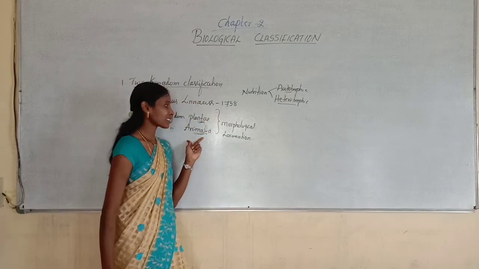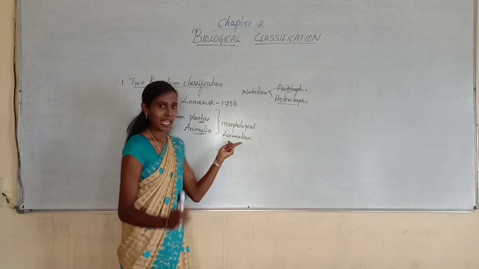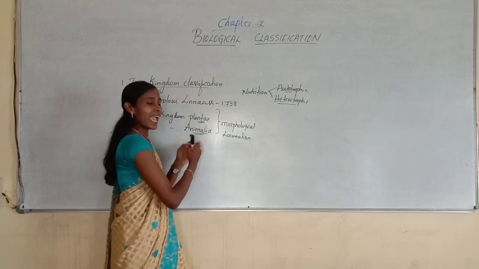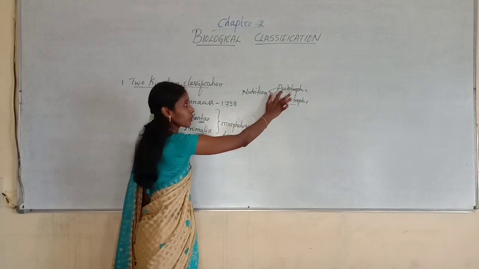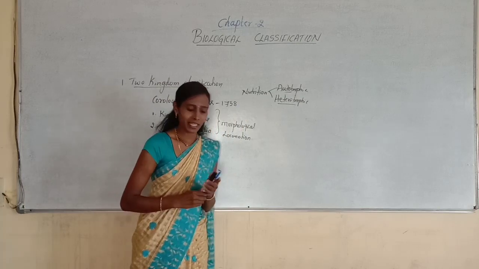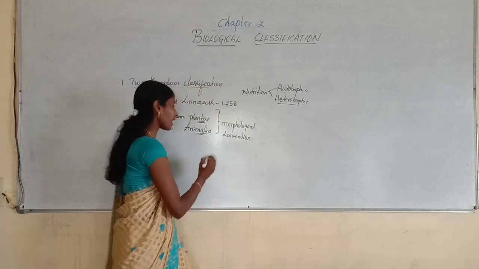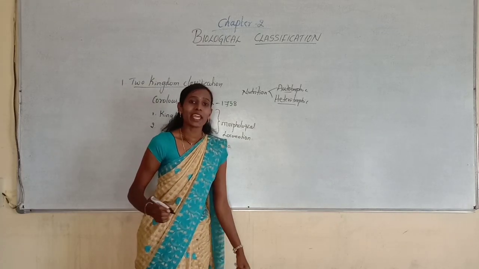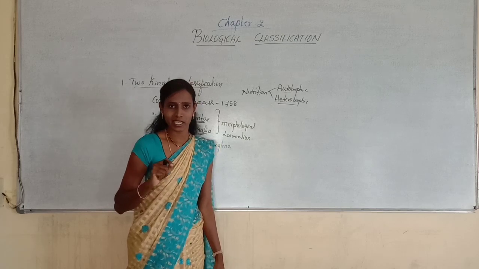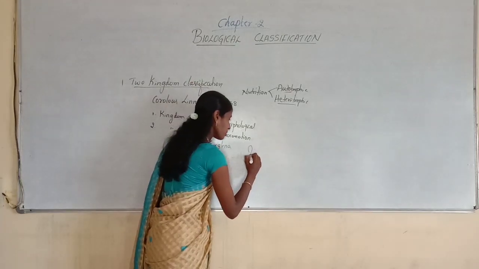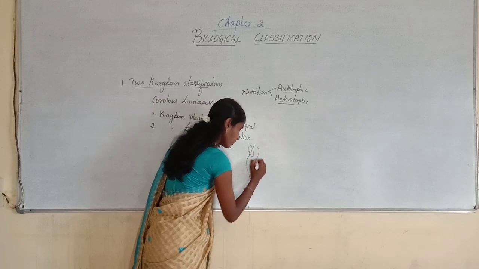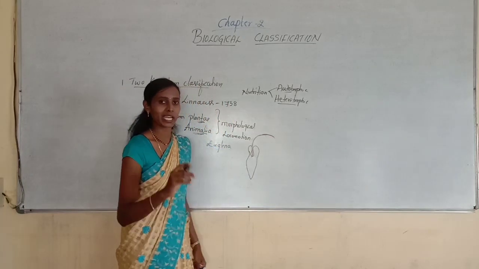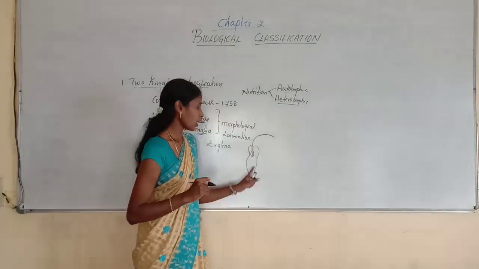For example, as I said, depending upon locomotion, according to Carolus Linnaeus, if the organisms are moving, they are included in Animalia. And if they can prepare their own food, they are included in Plantae. But do you know a protozoan called Euglena? This Euglena shows both plant as well as animal characters. See, this is the structure of Euglena. This Euglena has flagella. Flagella is the locomotory organ which helps for the movement of this Euglena.